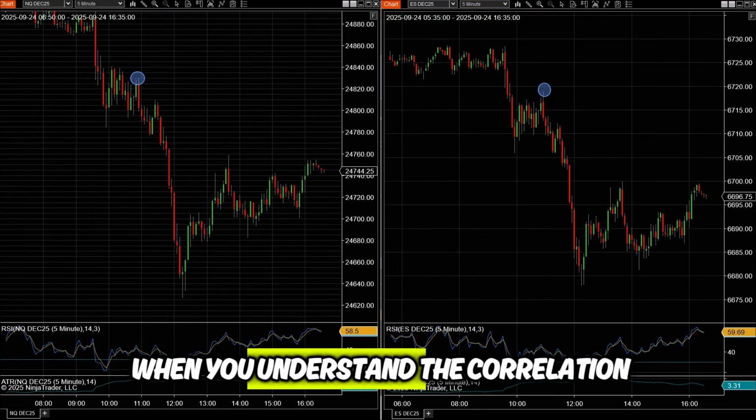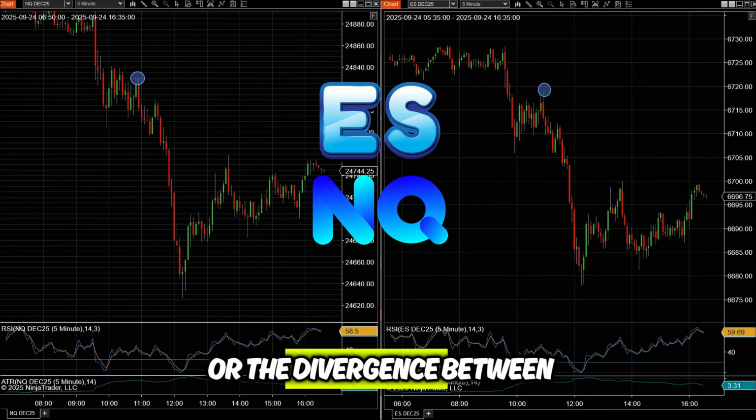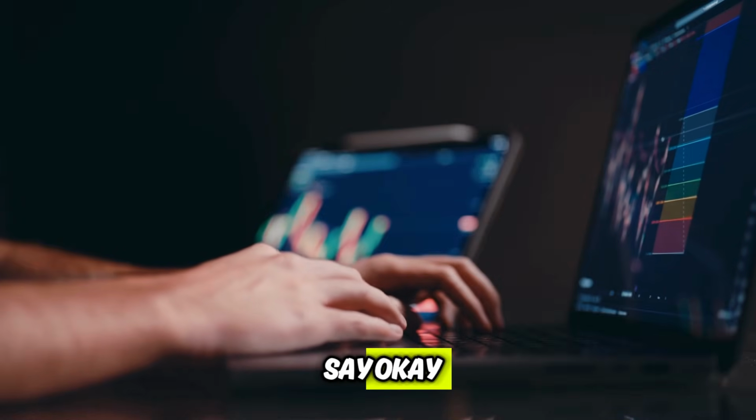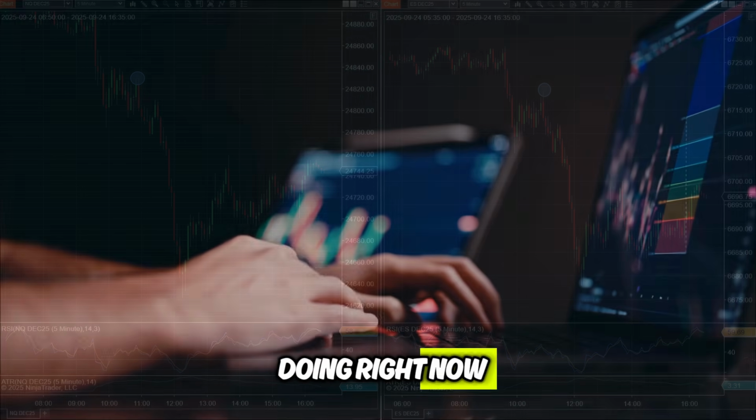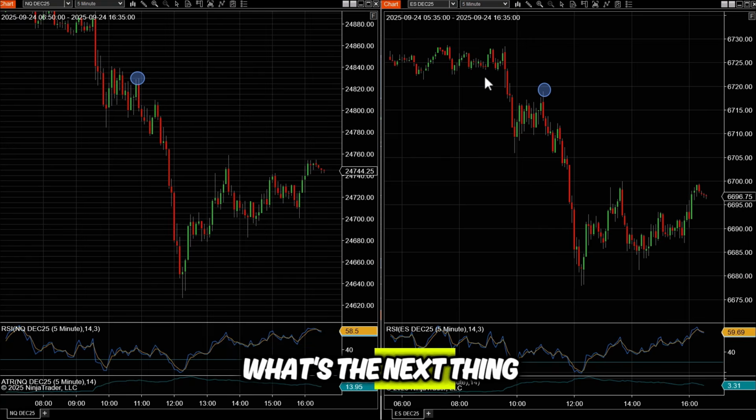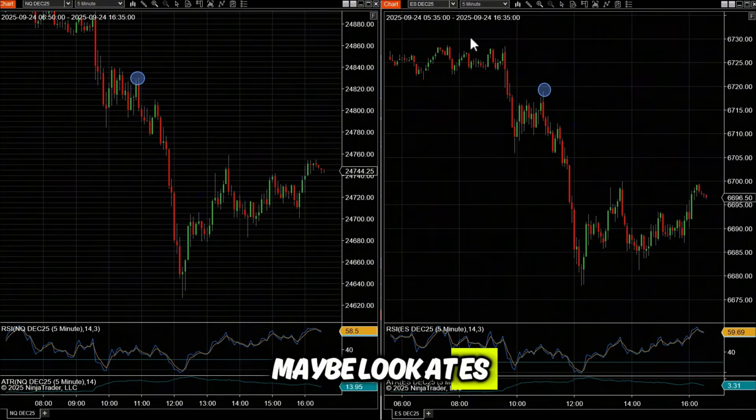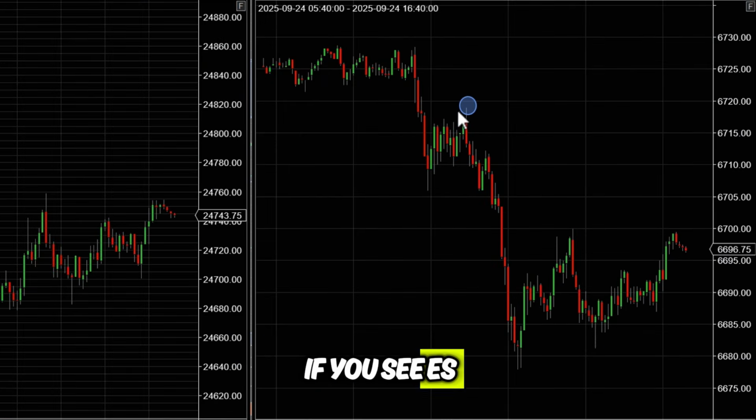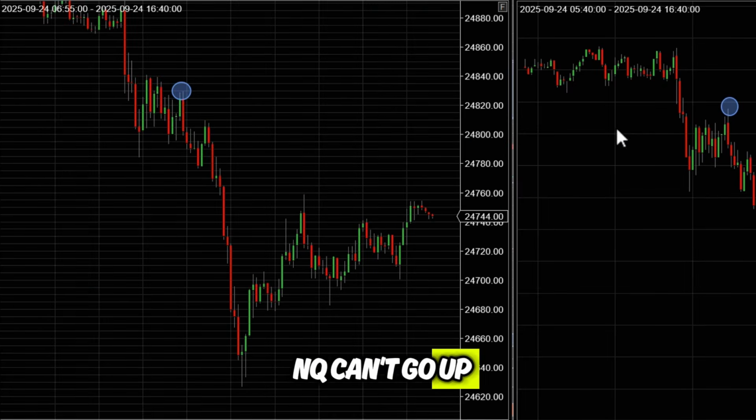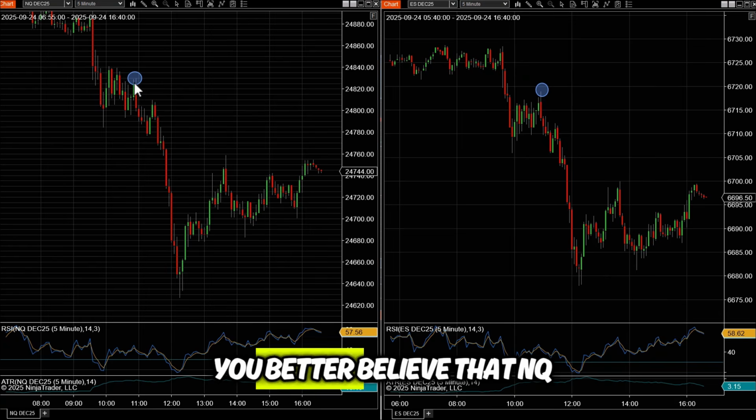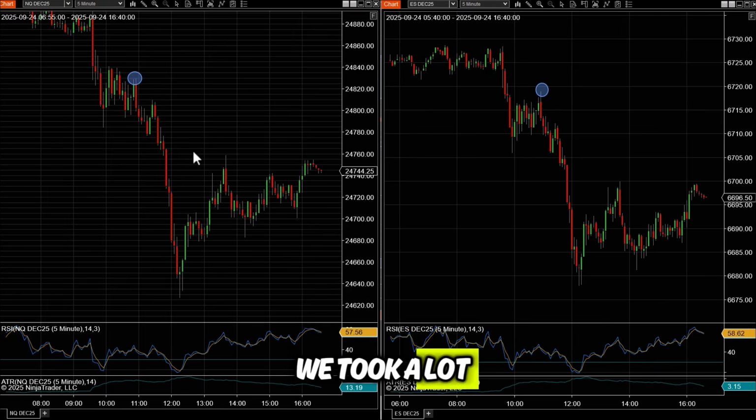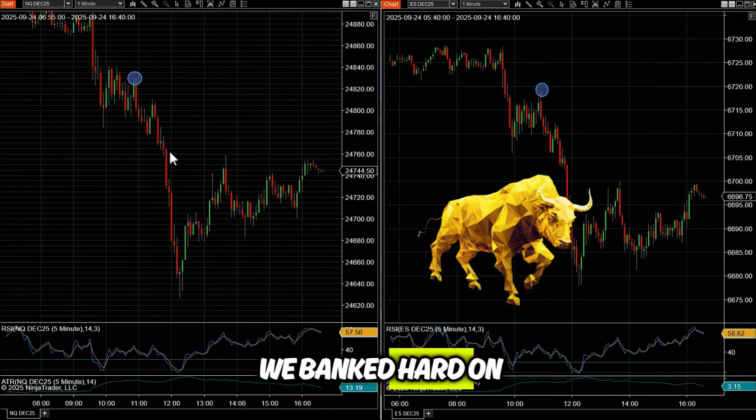When you understand the correlation or the divergence between ES and NQ, next time you'll look at a chart and say, okay, what is the market doing right now? If you want a long NQ, what's the next thing you're gonna do? Maybe look at ES. Is ES being stronger or is NQ being stronger? If you see ES is going up and NQ can't go up, once ES starts rejecting, you better believe that NQ will probably be weaker and go lower. And that's why today we took a lot of short trades. Most of the trades are short. Even though I'm a natural bull, we banked hard on the short side.